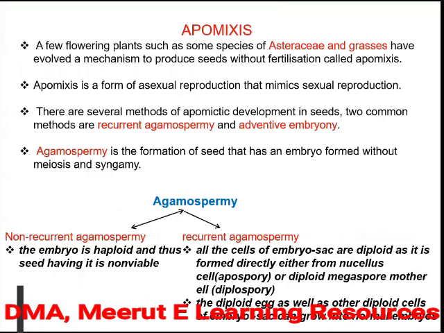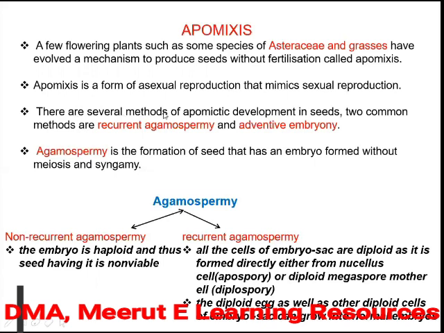Now students, come to apomixis. A few flowering plants, for example in the Asteraceae family and grasses, have evolved a mechanism to produce seeds without fertilization. This is what is called apomixis. In other words, apomixis is a form of asexual reproduction that mimics sexual reproduction. Got it? Why? Because seeds are the product of sexual reproduction. So seeds are produced, but without fertilization, without the involvement of two different parents. Here, asexual reproduction is involved to give rise to seeds.